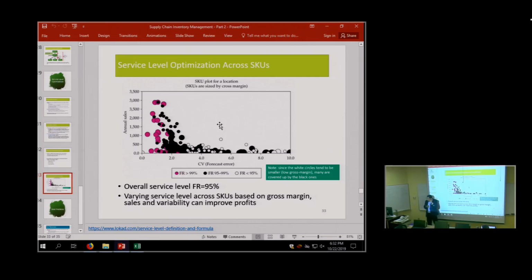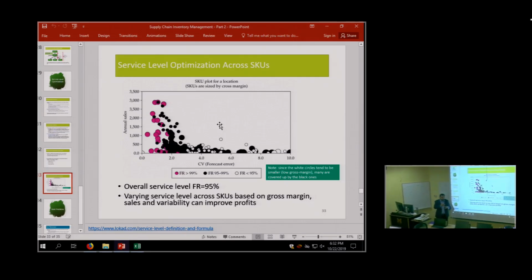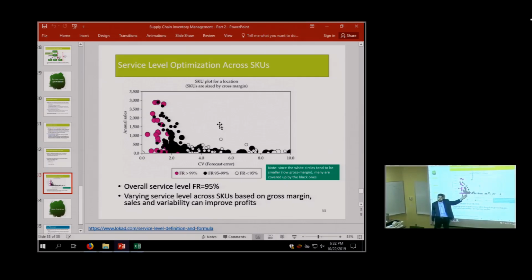So there's actually software that you can get where you give the software average demand levels, demand variabilities, the gross margin on different items, the cost of a stock out, and it will tell you for each SKU what fill rate to have for an overall fill rate of 95% or whatever you specify, but this distribution of fill rates across the SKUs will maximize your profit.